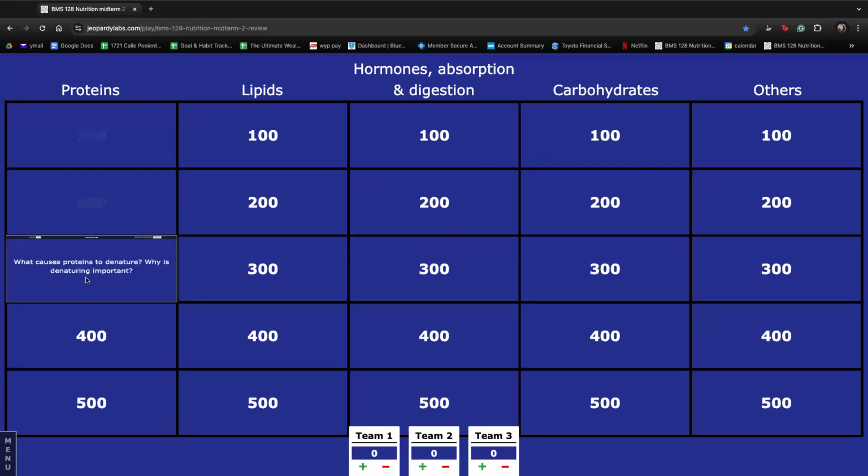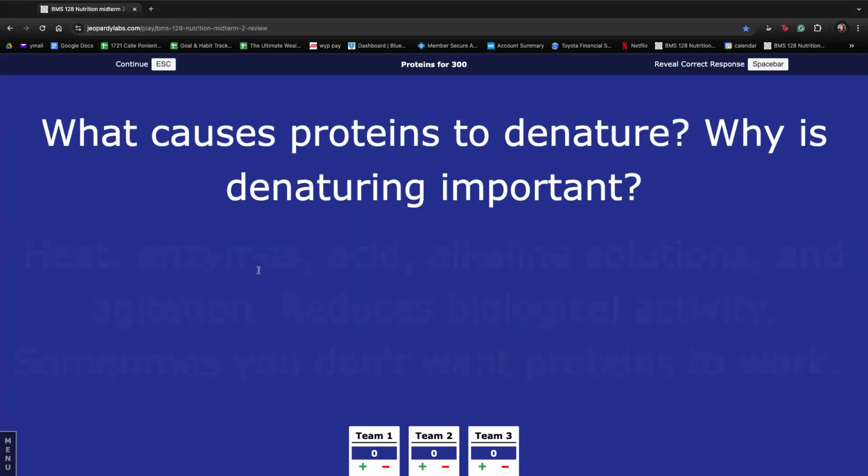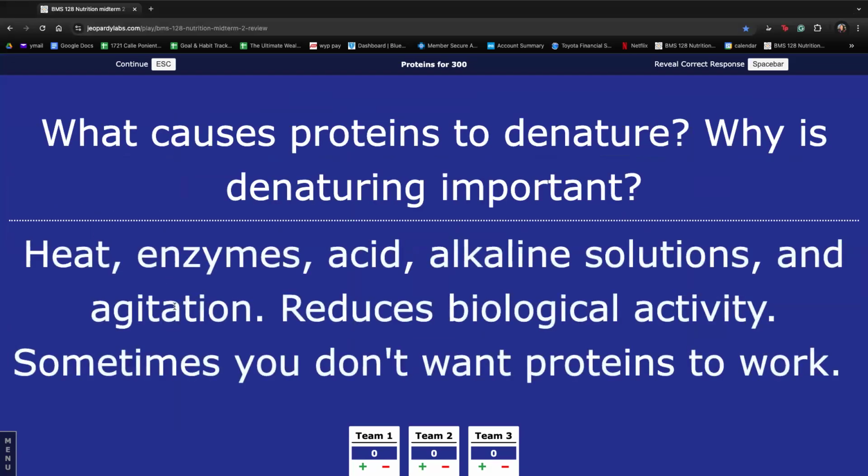Okay, next question. What causes proteins to denature and why is denaturing proteins important? Yes, acids is one. Heat, enzymes, acid, alkaline solutions, agitation, and denaturing proteins reduces its biological activity.